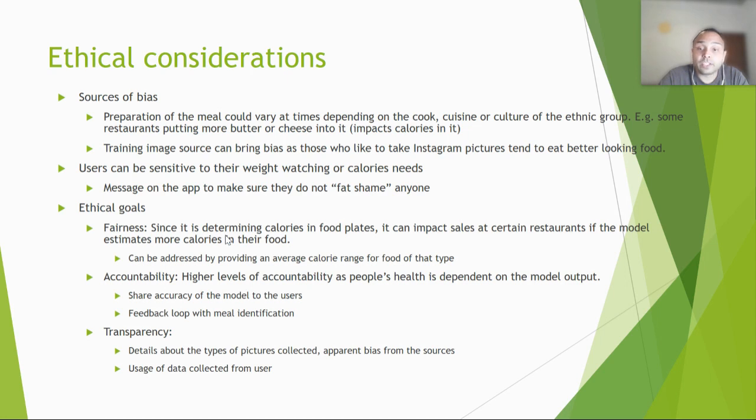I'll have to share details about the type of pictures collected, apparent bias from the sources, and then I'll also have to tell them how the data is being used, how they should expect to see the calories, and how the data is being used to improve the model over time. So that was all.